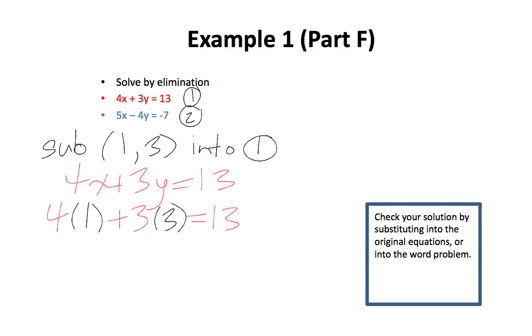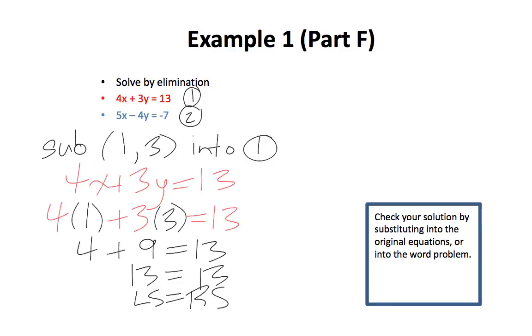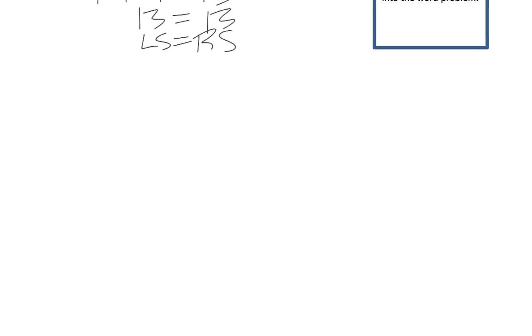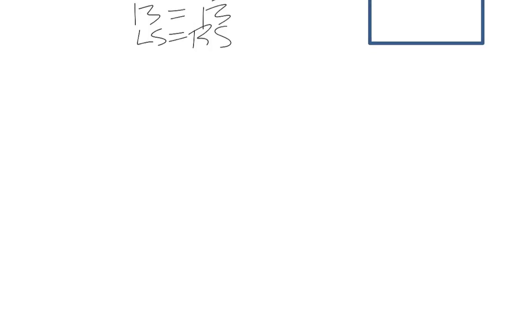Let's simplify this. 4 times 1 is 4, 3 times 3 is 9, and 4 plus 9 is 13. So you can plainly see that the left side is indeed equal to the right side, which means this point lies on line number 1. I'm going to do the exact same thing for the second equation. So I'm going to say sub 1, 3 into equation 2.